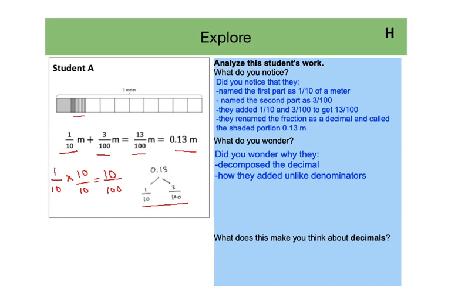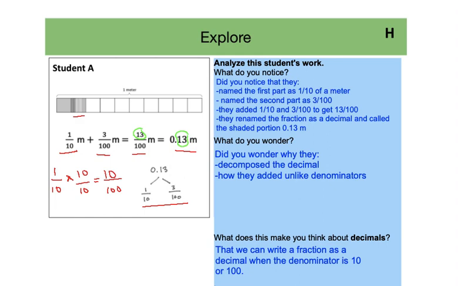And finally, what does this make you think about decimals? Maybe that we can write a fraction as a decimal when the denominator is 10 or 100. So when we have tenths and hundredths, it can easily be written as a decimal. And we see that relationship here. One of the things that I would really like you to notice too is that we see that number 13 here in the numerator, and we also see that 13 to the right of the decimal point. So just keep that in mind.